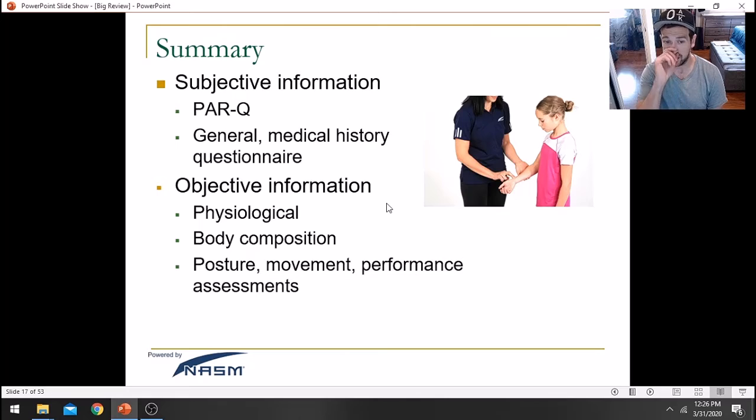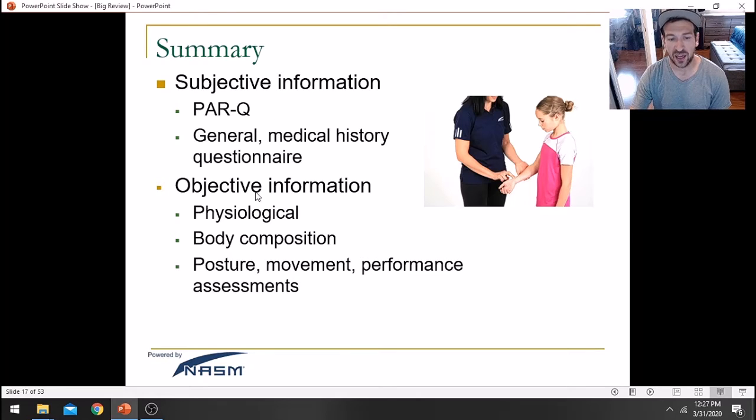We do want you to know the difference between objective and subjective information. Subjective information is that type of information that cannot be measured. Examples of that are going to include your PAR-Q, that's your physical activity readiness questionnaire, and your general and medical history questionnaire. Both of those are really important, but they don't necessarily give us information that we can measure, so they're not very objective, right? I cannot objectively hold them, right? You cannot ask somebody how much ankle sprain they have.